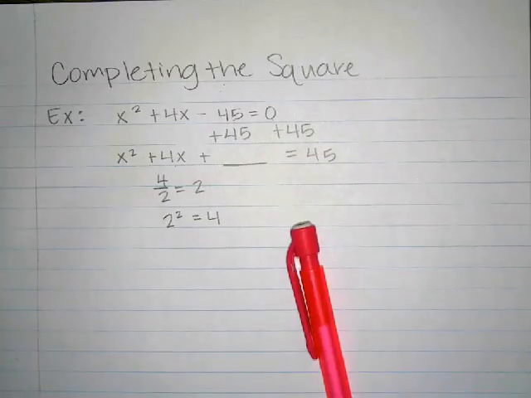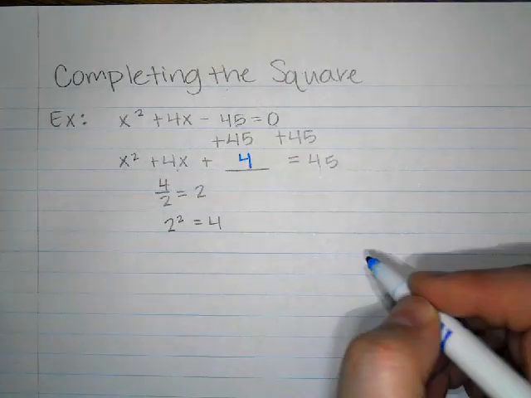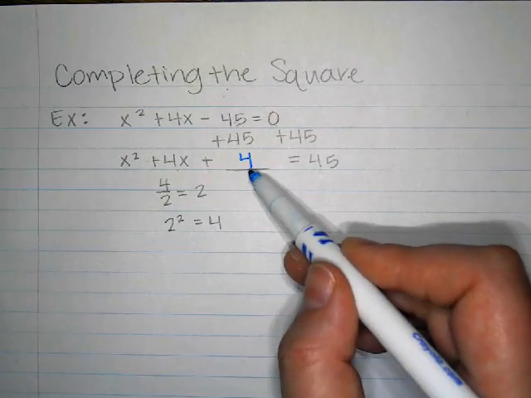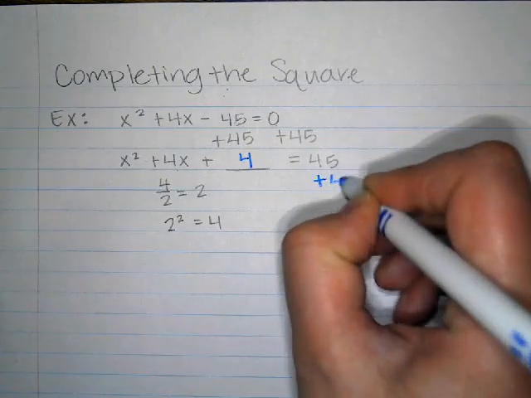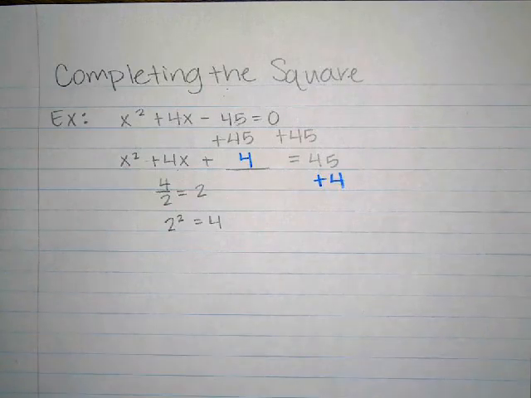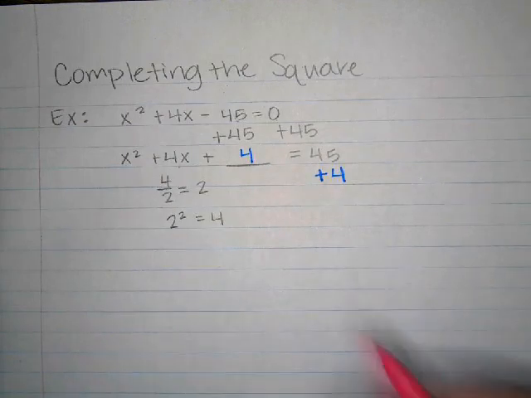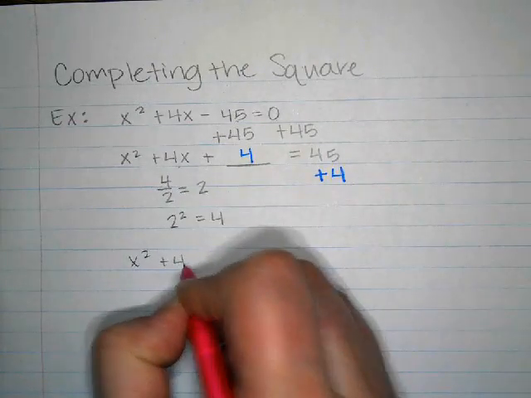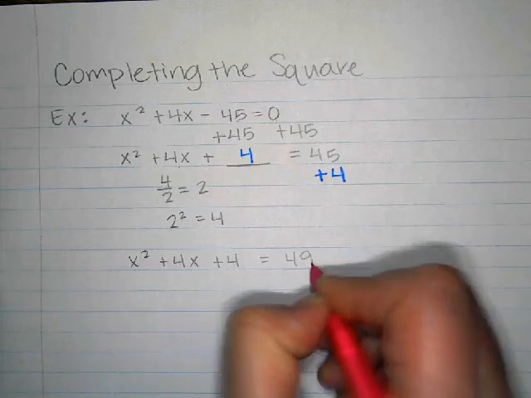Okay, so then we take that number, and we say it completes the square. You'll see why in a second. And if I add that number to the left side of the equation, then I have to add that number to the right side of the equation as well. So I'm going to add 4 over here as well. Do you guys vaguely remember doing that with Mr. Fulton? Okay, so at this point we have x squared plus 4x plus 4 equals 49.